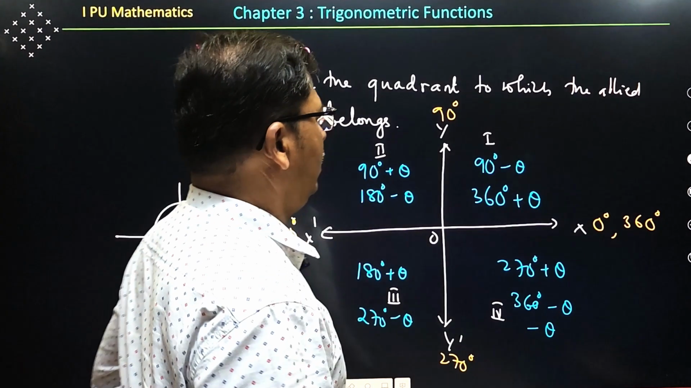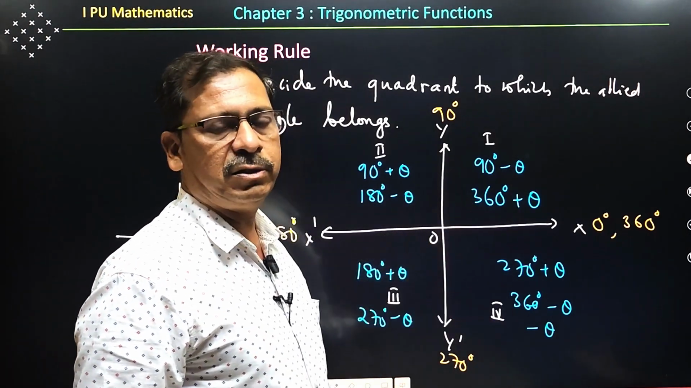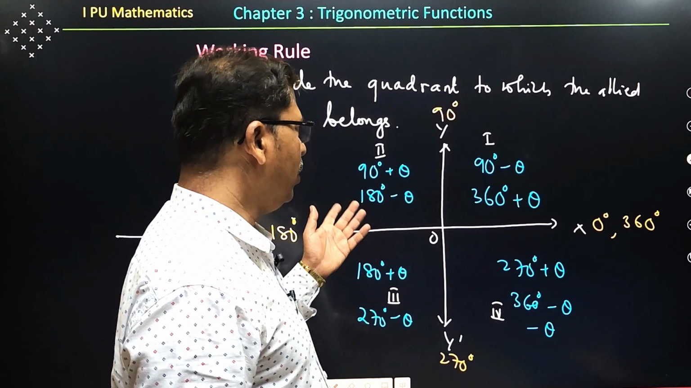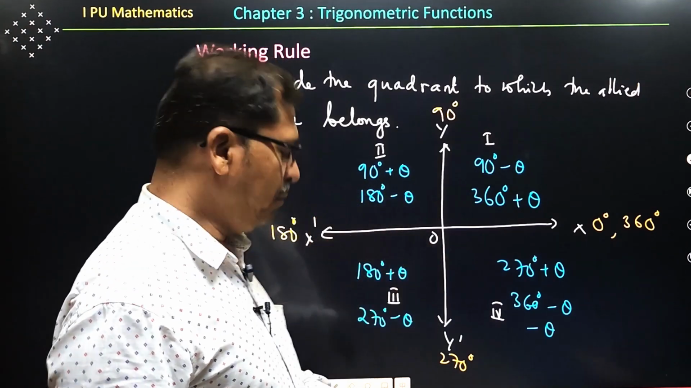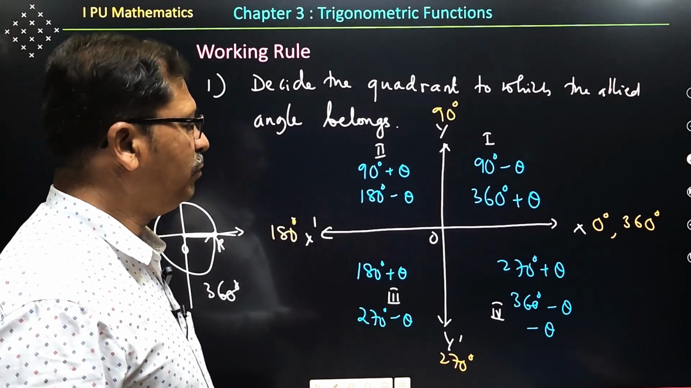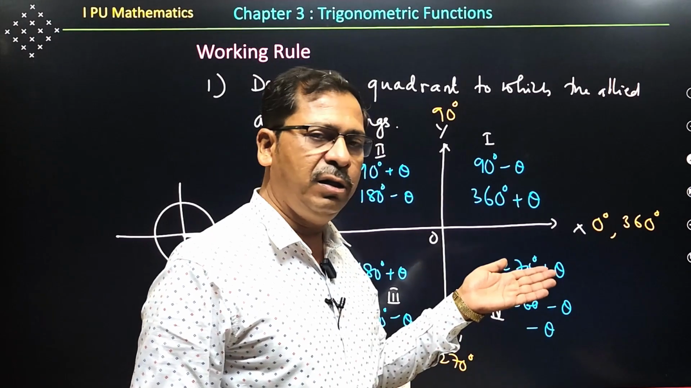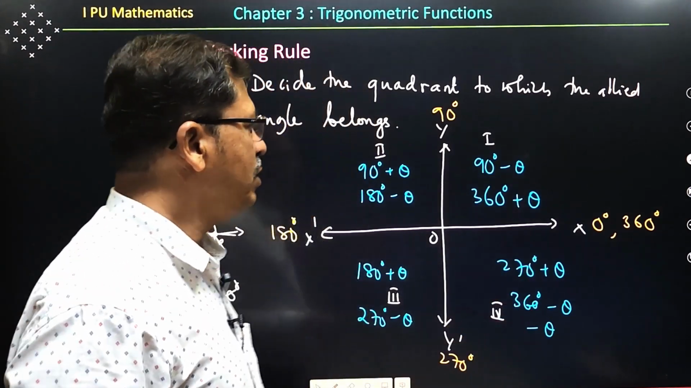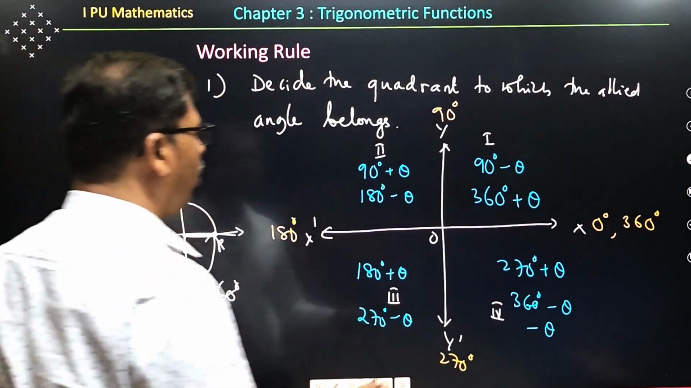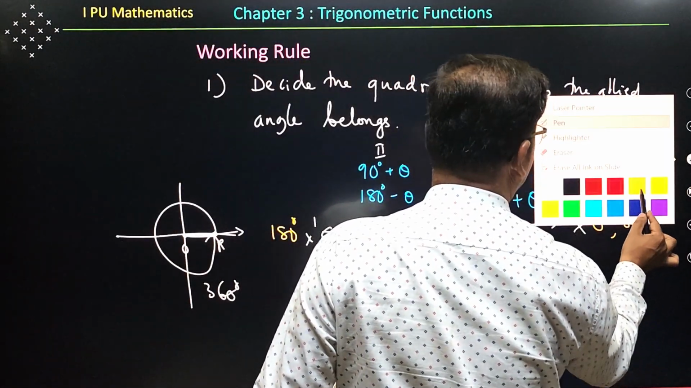Okay. So once again I would like to recap. In the first quadrant, 90 minus theta and 360 plus theta will come. In the second quadrant, 90 plus theta and 180 minus theta will come. In the third quadrant, 180 plus theta and 270 minus theta will come. In the fourth quadrant, 270 plus theta, 360 minus theta, and then minus theta. So this is the thing. And along with this, you need to remember the ASTC rule also.